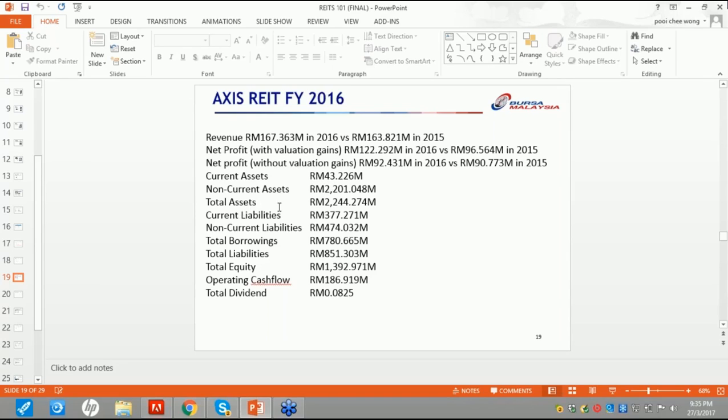Current assets is like 43 million. Non-current assets is 2.2 billion. Total assets is 2.2 billion. Current liabilities 377 million, non-current liabilities 174 million, total borrowings of 780 million, total liabilities of 851 million, total equity of 1.4 billion, operating cash flow of 186 million, total dividend of 8.25 cents.